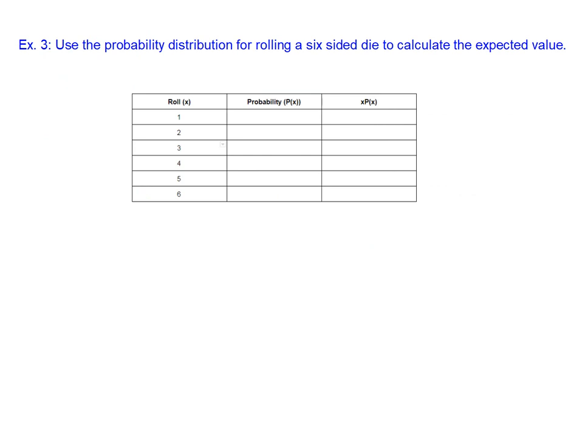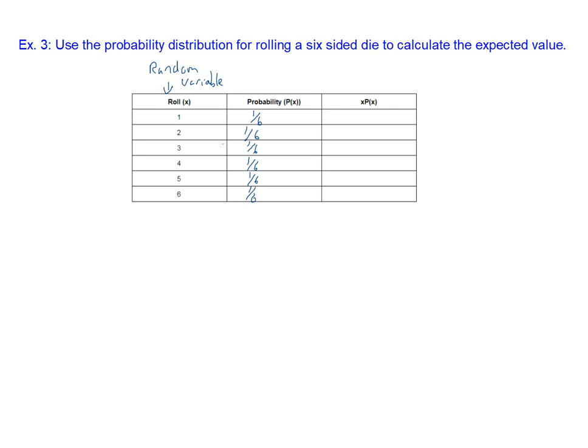So this example is a little bit different. Basically, this example has us looking at a probability distribution of rolling a 6-sided die and calculating the expected value. So just a reminder, the way that we do this, we have our random variable here. It's the roll. What are the possible outcomes when we roll a 6-sided die? And those are just the numbers from 1 to 6. In this column here, we'll list the probabilities. 1/6, 1/6, all the way down because it is a fair die.